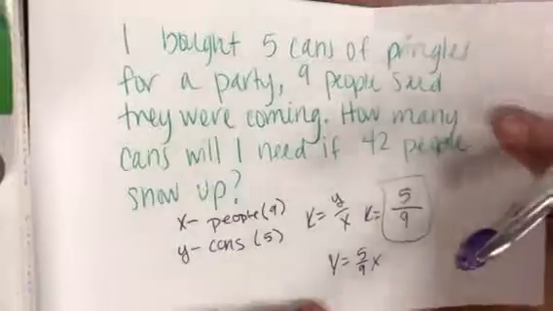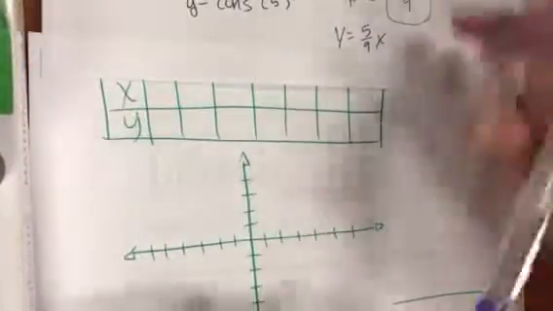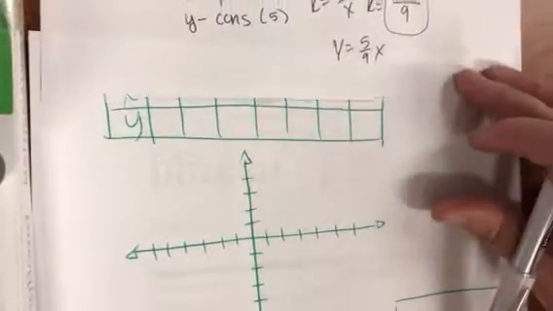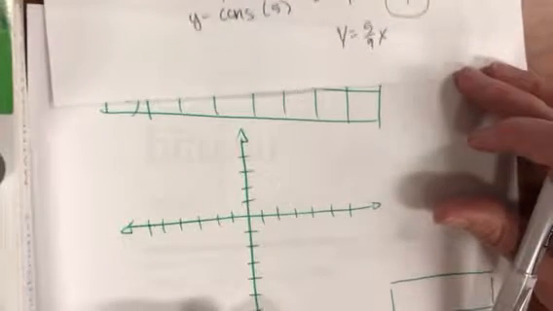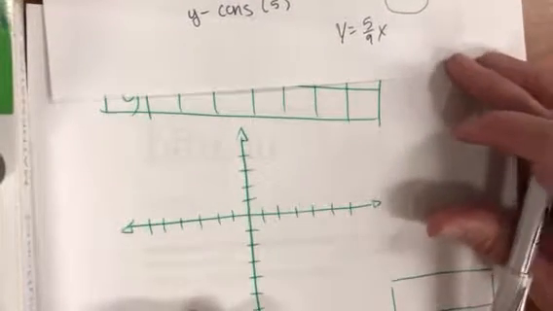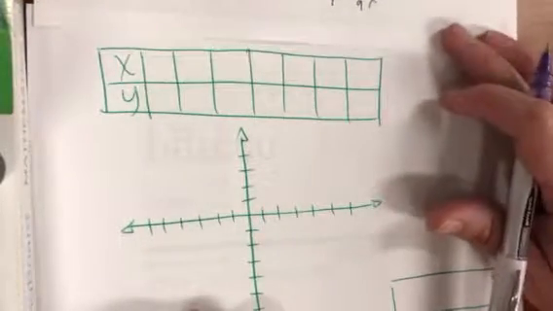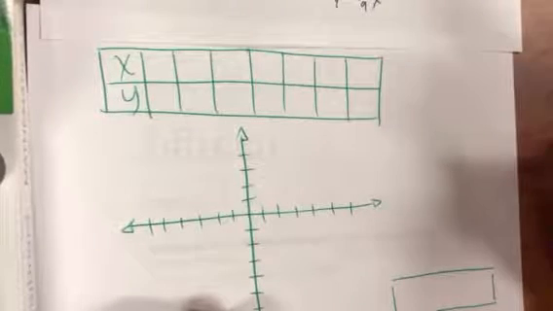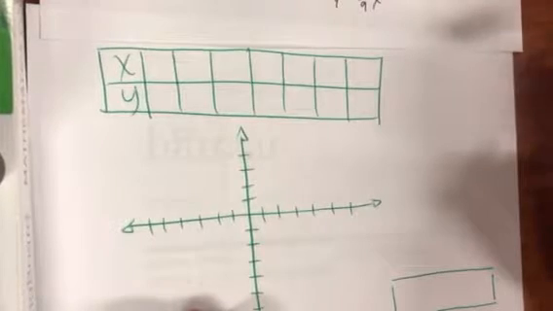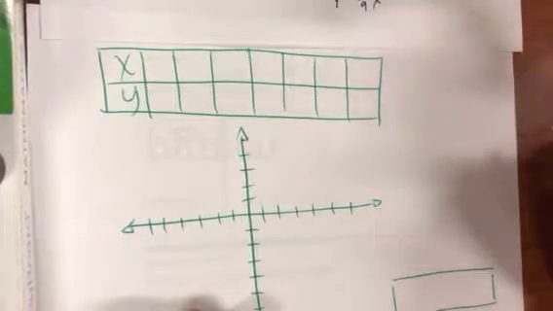So now we've got to do this as a table and a graph. Oh, that's easy. Our Y is 5 and our X is 9. Okay, that's one point that we could put on our table and our graph. That's all you really need. And then after that, you just go from there.